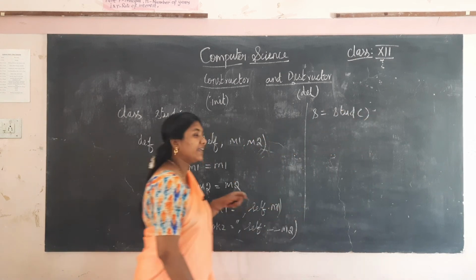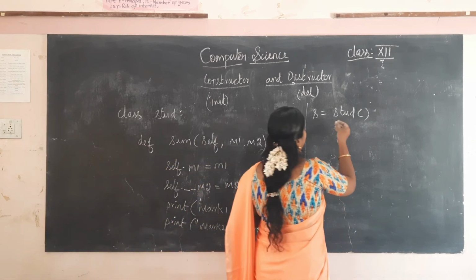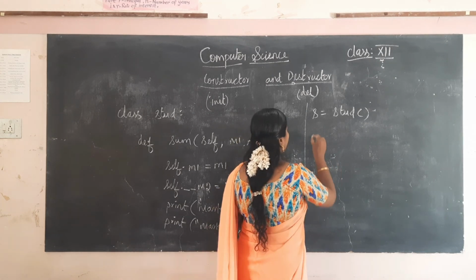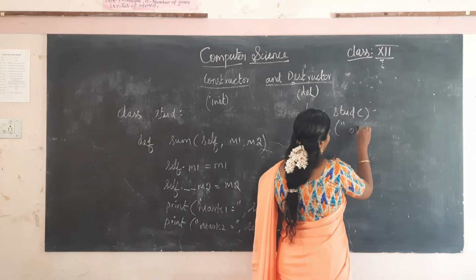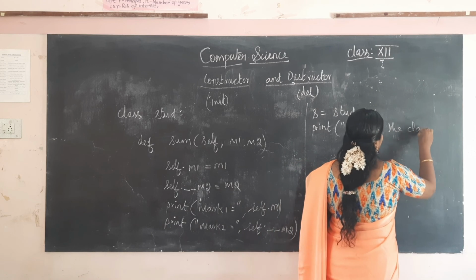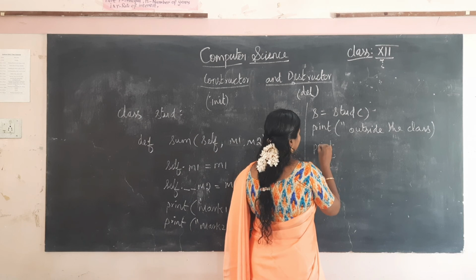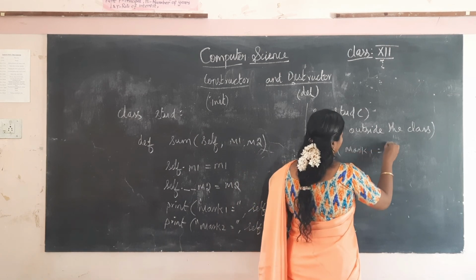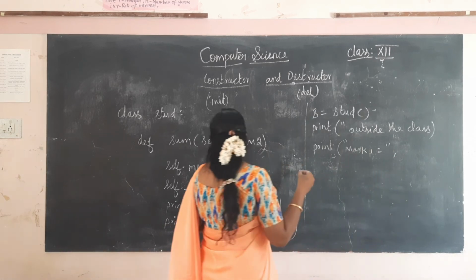So now I have created one object for the class student. Next, suppose I am going to access these two variables outside the class. So print "outside the class", and now I am going to print the values. So print mark 1 is equal to, comma. So what do I have to use for that?